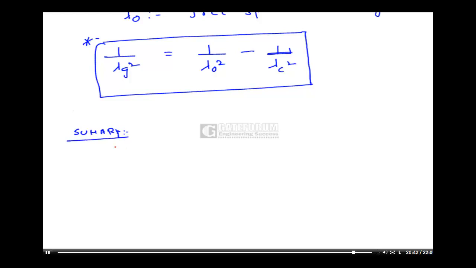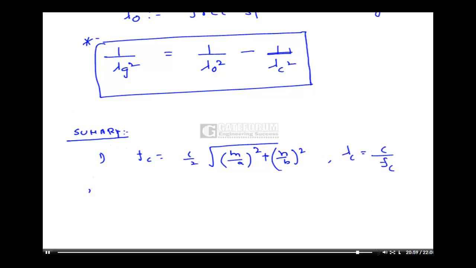the important formulas you have to keep in mind are: the first one, cutoff frequency fc is equal to c by 2 into square root of (m by a) whole square plus (n by b) whole square, and cutoff wavelength lambda c is c by fc. The second one is the phase velocity, given by c by square root of 1 minus (fc by f) whole square; phase velocity is greater than c.